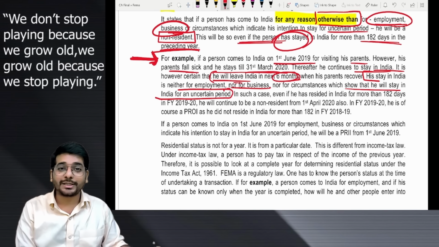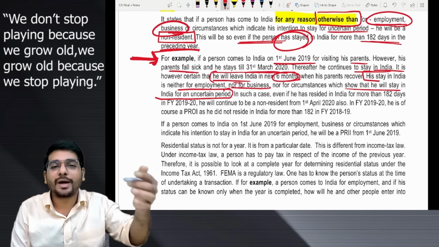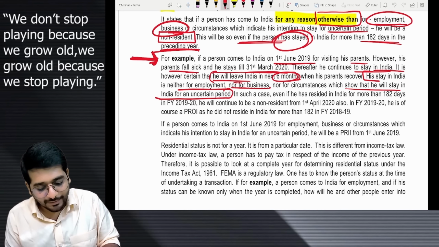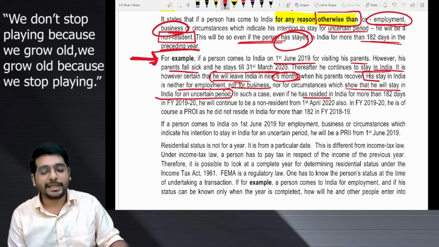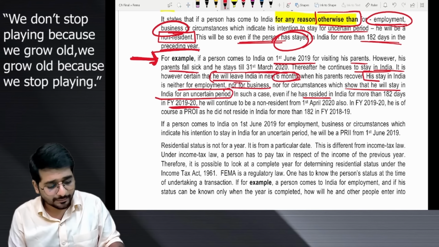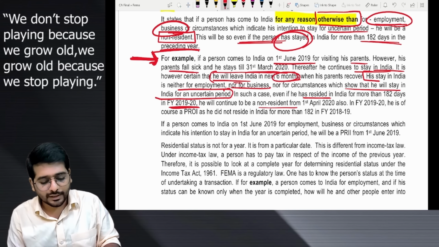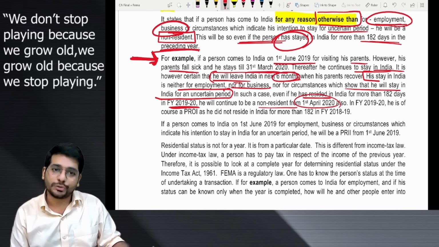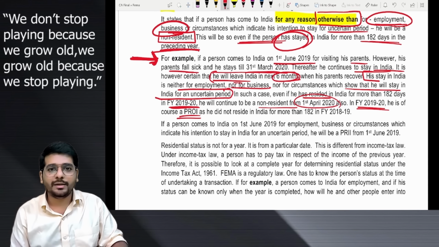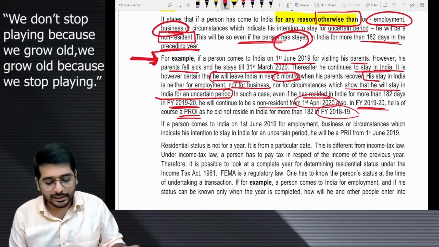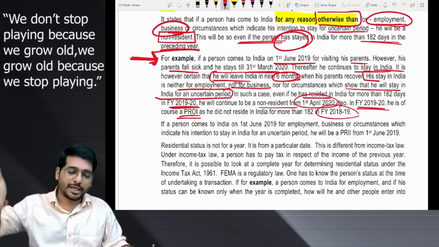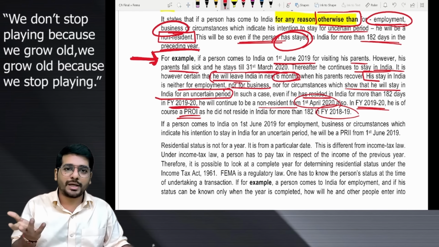This makes the question a little bit incomplete, where you are required to assume. Right? In such a case, even if he resided in India for more than 182 days in FY 1920, actually 10 months he stayed, he will continue to be a non-resident from 1st April 2020 also. In FY 1920, he is of course a PROI because in 1819 he was outside India. So 1920 is definitely a PROI.